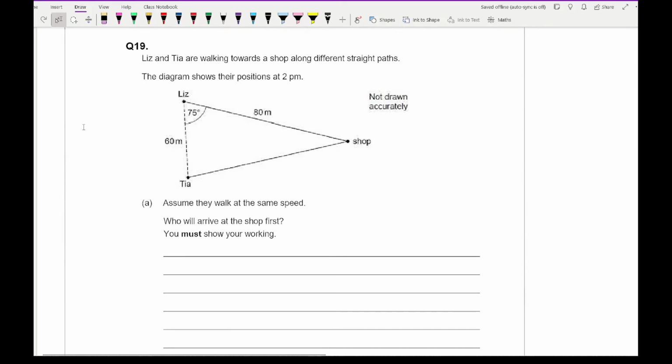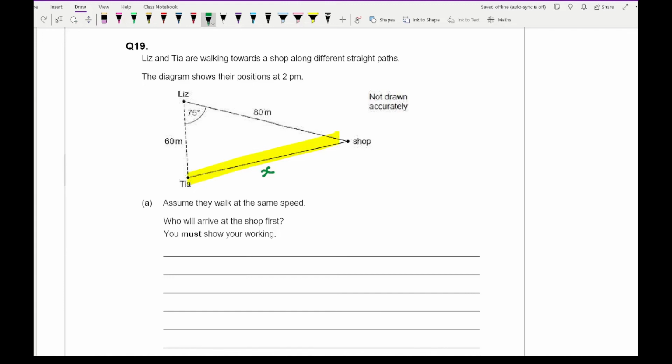Looking at question 19, it says Liz and Tia are walking towards a shop along different straight paths. The diagram shows the position at 2 p.m. Assume they walk at the same speed. Who will arrive at the shop first? So what we need to do is work out what this length here is. If I just start by calling that x, here I've got three sides and an angle, so I'm going to be using the cosine rule.